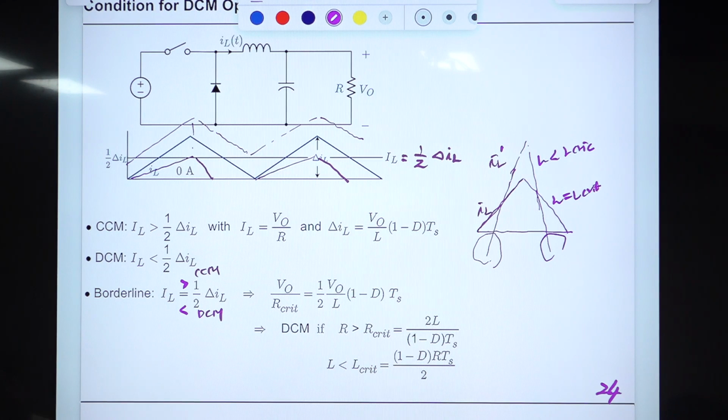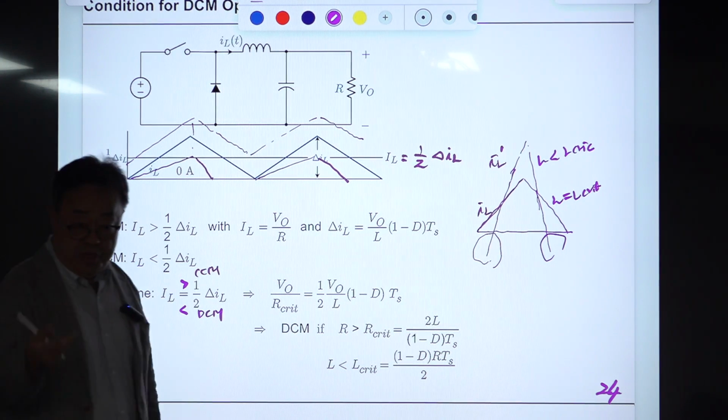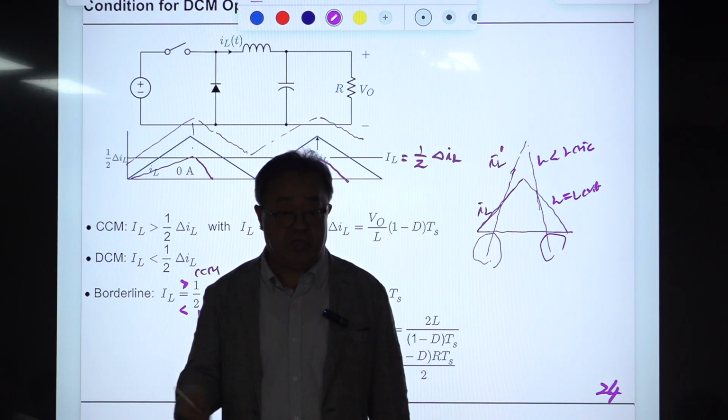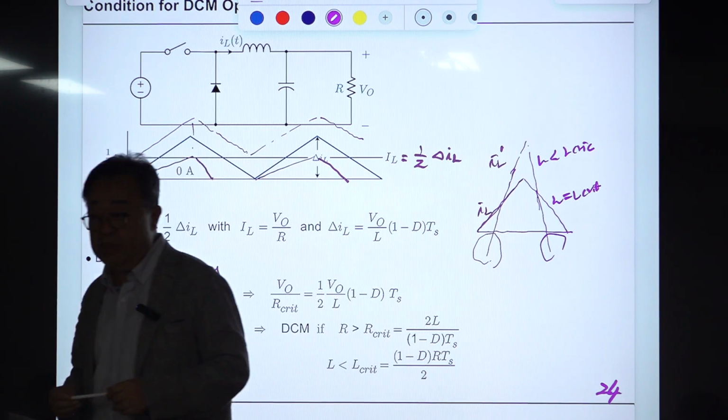Okay, we stop here, and for the next day, we finish up the remaining part of the DCM, and we'll move into the closed loop operation of this. Okay, all right, thank you.